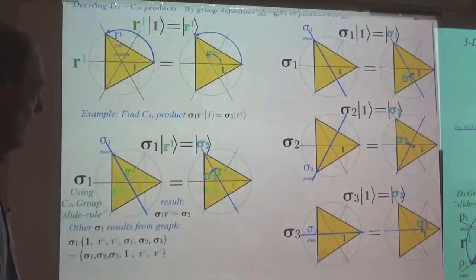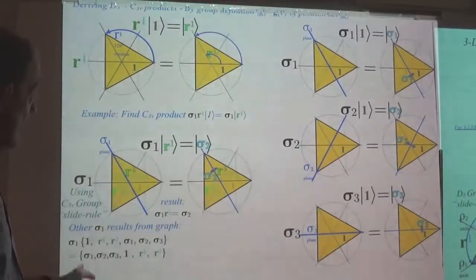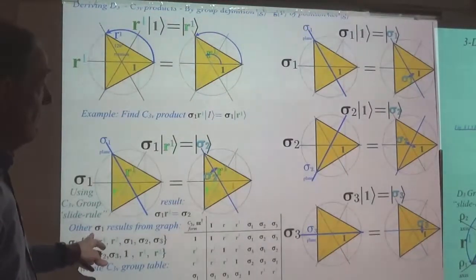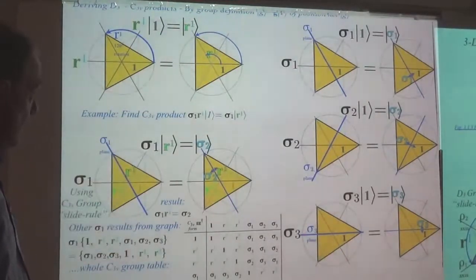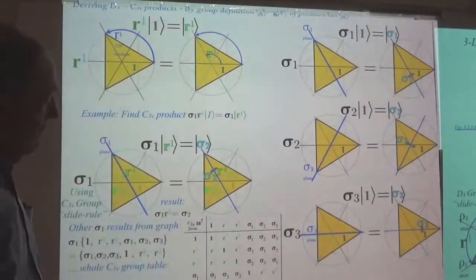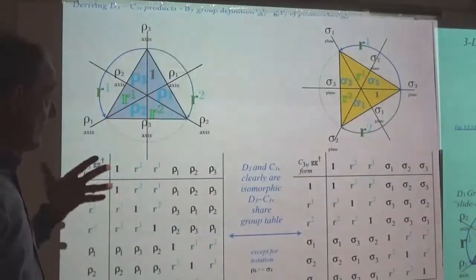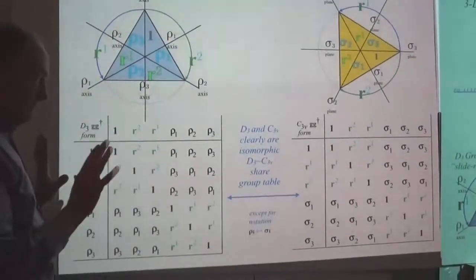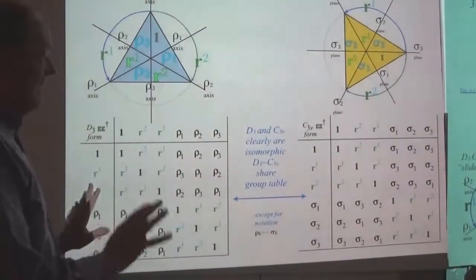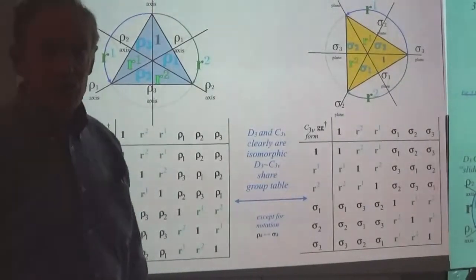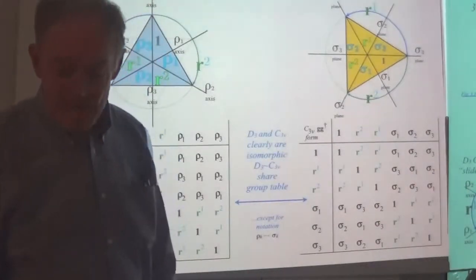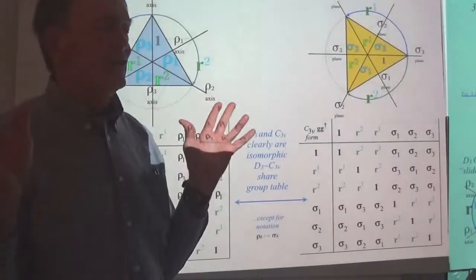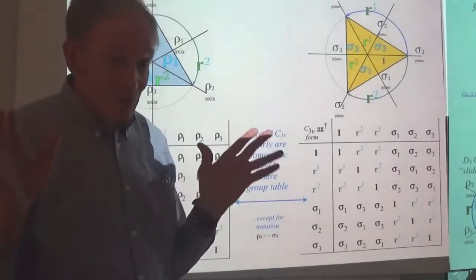Okay, that's coming up here. Okay? So all these other things come from the graph, the slide rule, to make this table. And that table is the same except for changing rho to sigma for these groups. So that really nails it right there when you show that. Okay? So the mathematicians say, just notation, right? But the physicists say, uh-uh.